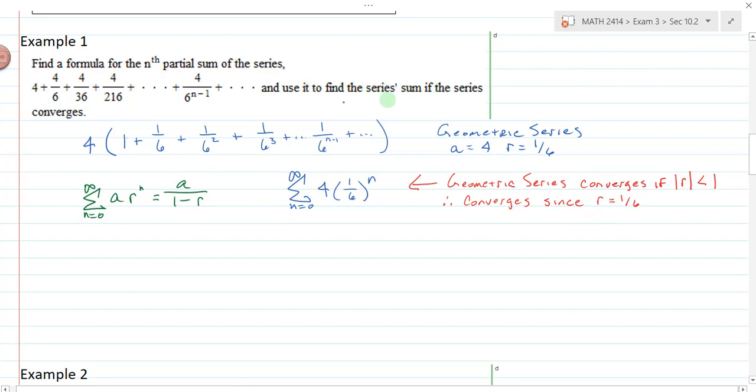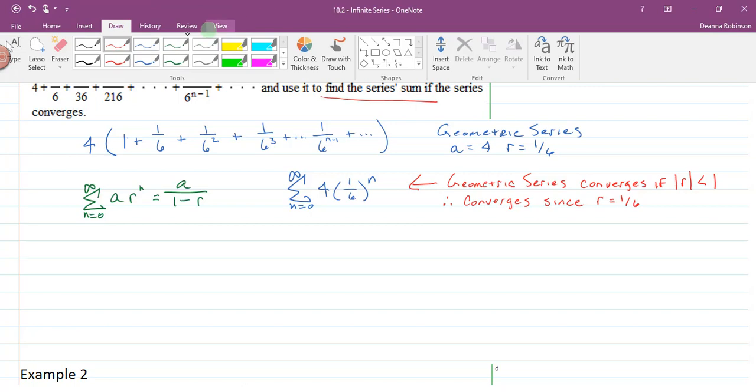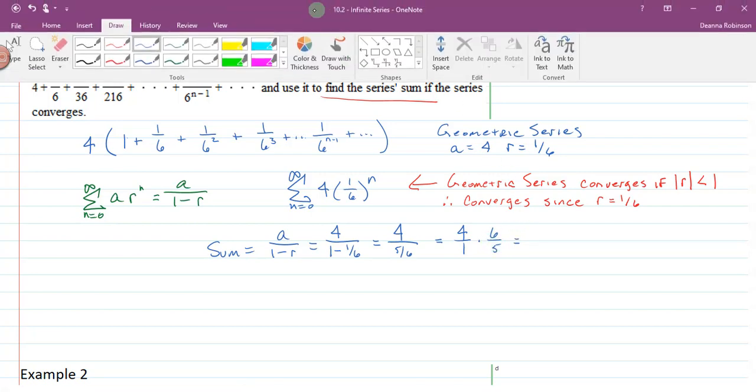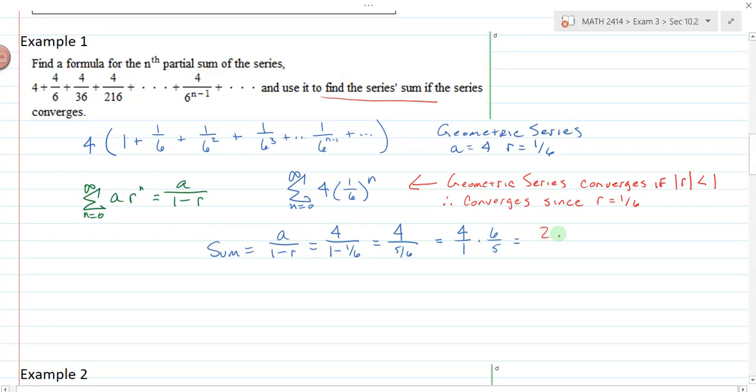And we were told that if the series converges, find the sum. There's very few series that we're going to be able to find the sum for. The geometric series is one of them. So the sum is going to be equal to a over 1 minus r. But we figured out that a is equal to 4, and then that's 1 minus 1/6. When we do the arithmetic on this, this is going to give us 4 divided by 5/6, and that's going to be equal to 4 over 1 times, flip the fraction, so that would be 6/5, and this series is going to be equal to 24/5. That's what the series converges to.